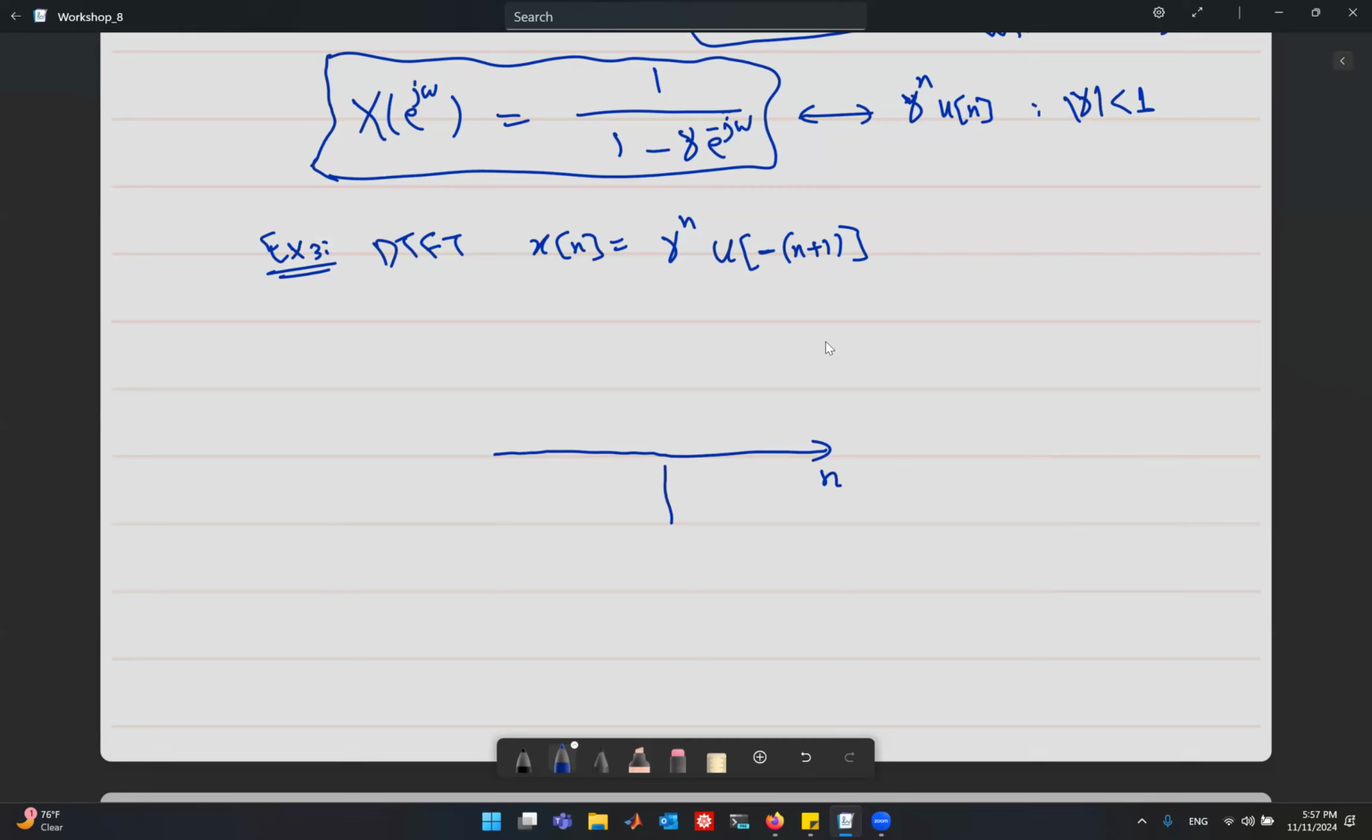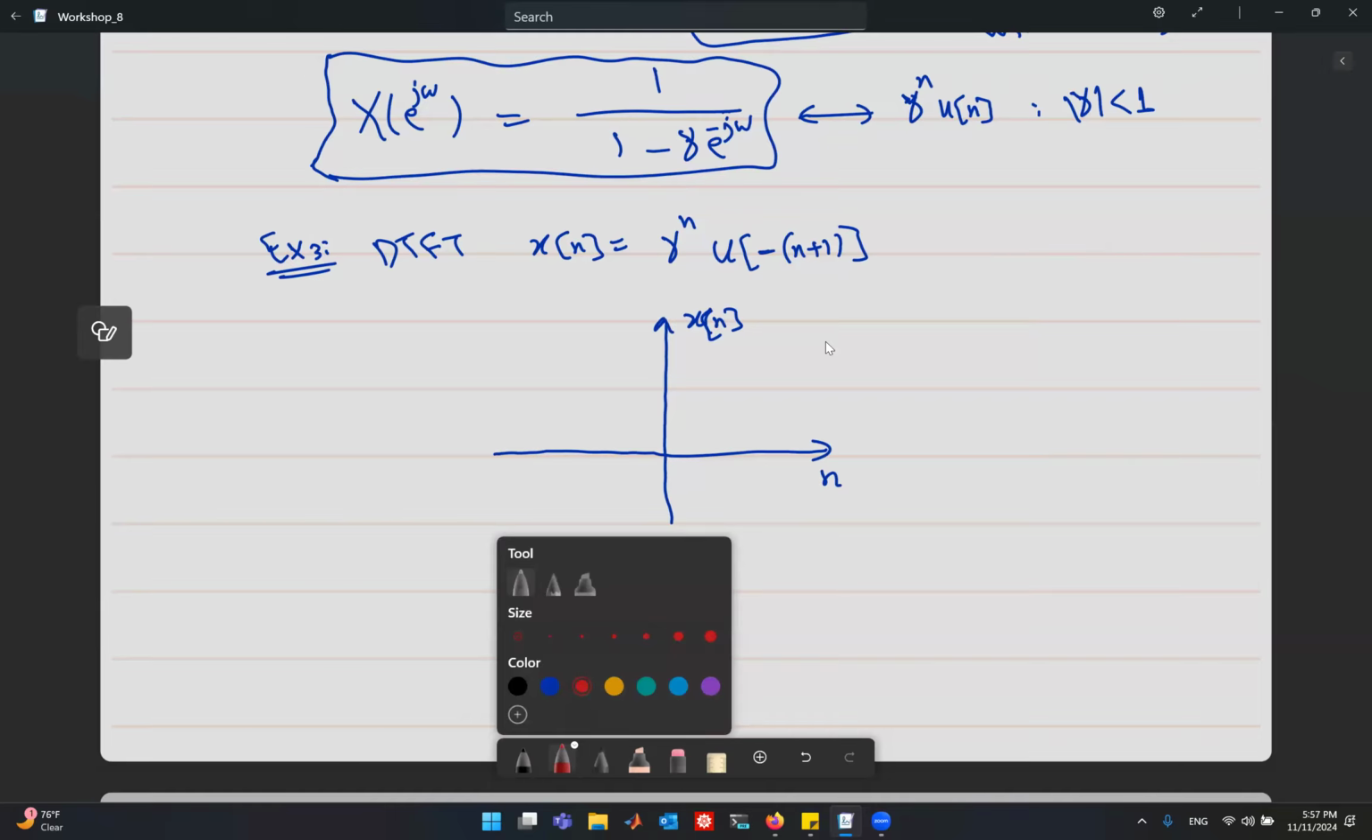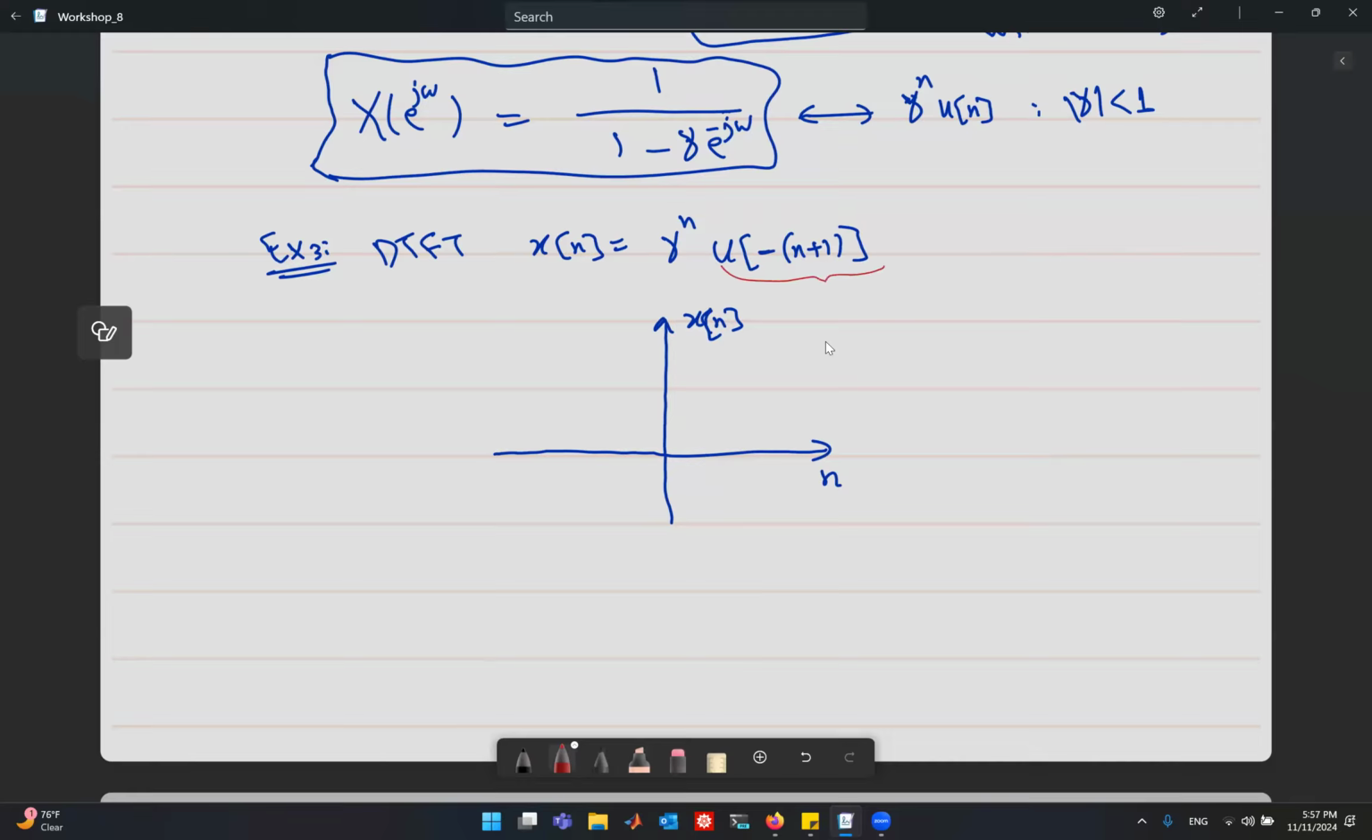We need to know first when x of n is non-zero. This is non-zero when negative n plus 1 is larger than or equal to 0. So if we multiply by negative and then take this one to the other side, we get n is less than or equal to -1.